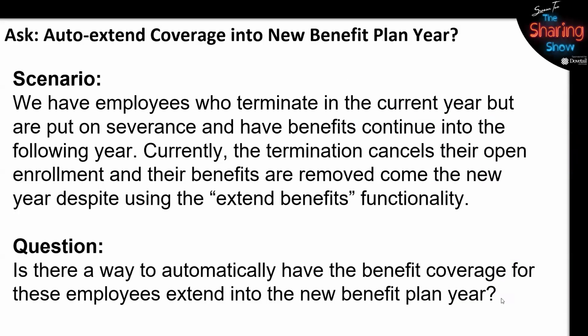Hey there. So the question that I have, or the issue that we have, is with extending coverage to the new benefit plan year. So the scenario is we have employees who terminate in the current year, but we need their benefits to continue into the following year. Today, the termination cancels their open enrollment and their benefits for the next year are removed, despite the dates that we put in the extend benefits functionality. Is there a way to automatically extend that benefit coverage into that new benefit plan year?